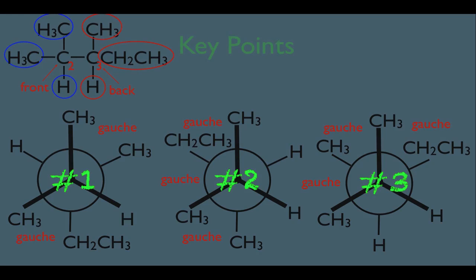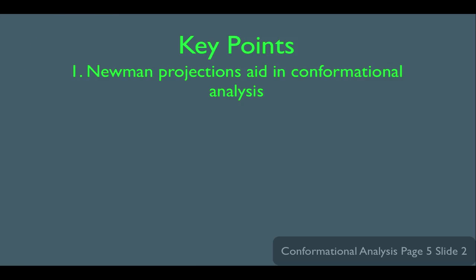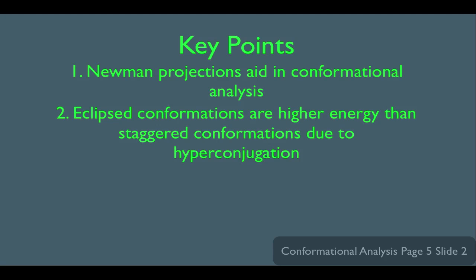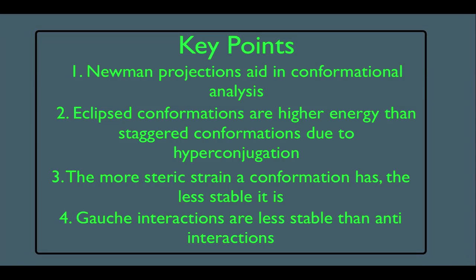So what have we learned here? What are our key points? Number one, we saw that Newman projections aid in conformational analysis. We also saw, too, that eclipsed conformations are higher energy than staggered conformations due to a concept called hyperconjugation. We also saw, 3, that the more steric strain a conformation has, the less stable it is. And we also saw, 4, that gauche interactions are less stable than anti interactions. These are the key points we lean on to do conformational analysis.